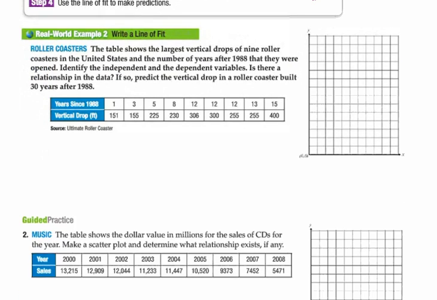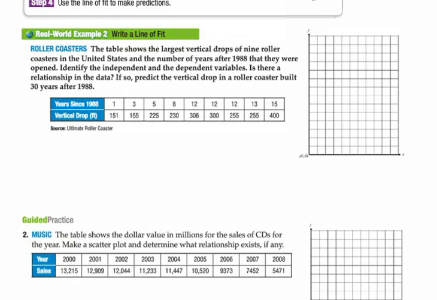The table shows the largest vertical drops of 9 roller coasters in the United States and the number of years after 1988 that they were opened. We're supposed to identify the independent and the dependent variables. We're supposed to answer, is there a relationship in the data? And if there is, we're supposed to predict the vertical drop in a roller coaster built 30 years after 1988.